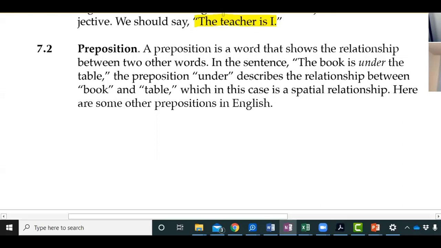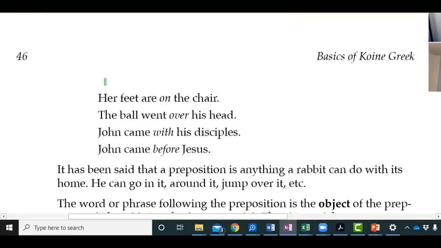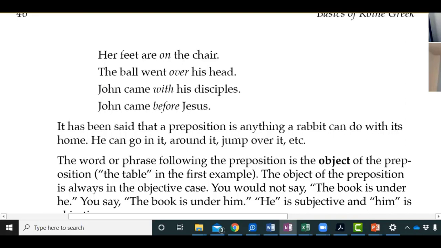So he gives us a sentence: The book is under the table. He's got it in italics for you, but that's the preposition. What that preposition is doing is establishing a relationship between the word book and the word table. And that relationship is a spatial relationship. Book and table are related to each other in a spatial way, that spatial relationship being underness.